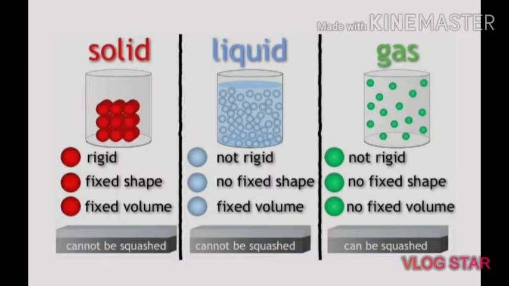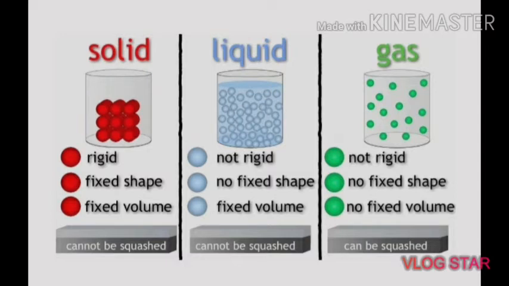The gas can occupy the whole space available to them. There is a large vacant space between the molecules of a gas. The attractive forces between the molecules of a gas are negligible. Gas has no free surfaces. Okay, so gas shows the property of diffusion.